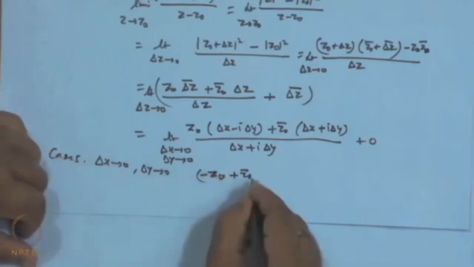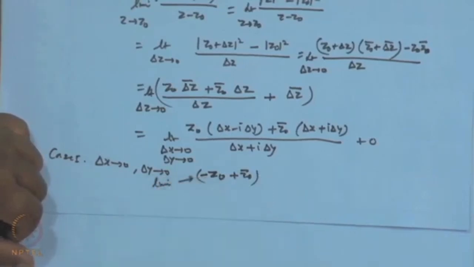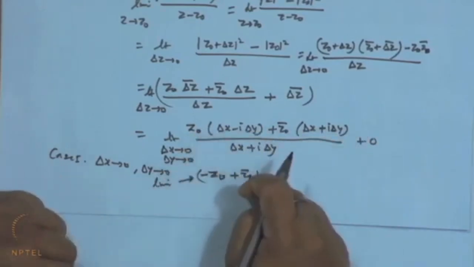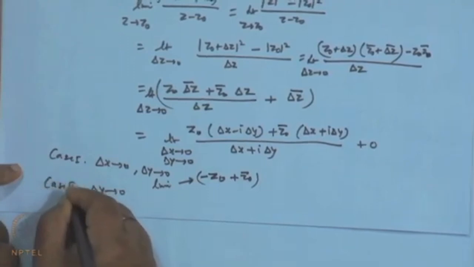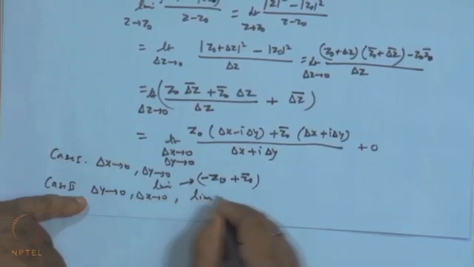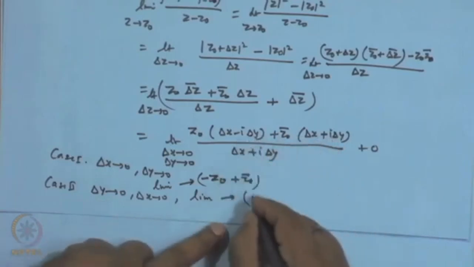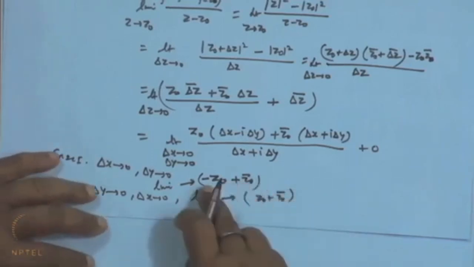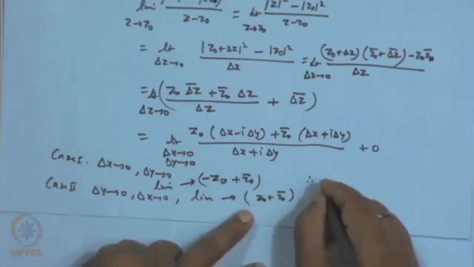So, this will be the limit, is it not? The i delta y gets cancelled from here, and minus z naught, or here this z naught. And when delta y goes to 0 first, and then delta x goes to 0, then the limit will come out to be: now delta y goes to 0 first, so this part is 0, delta x is out, so the limit will be z naught plus z naught bar. Now here you are getting z naught plus z naught bar, here you are getting minus z naught plus z naught bar. These two differ. Therefore, the limit does not exist.